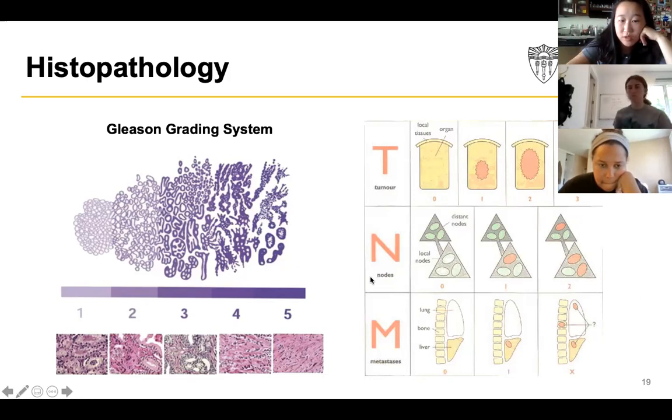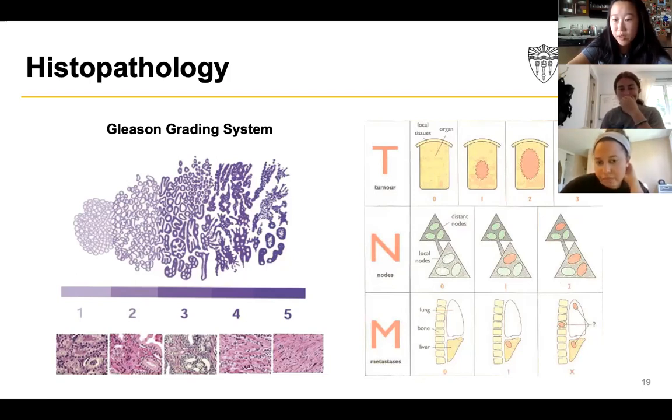The N refers to the number of local and distant lymph nodes that are affected by this cancer. So you can see a score of 0, none of them have the cancer, but with a score of 2, both distant nodes and the closest nodes are impacted. And lastly, M refers to whether or not the cancer has metastasized, which means the cancer has spread from the primary tumor to other parts of the body.